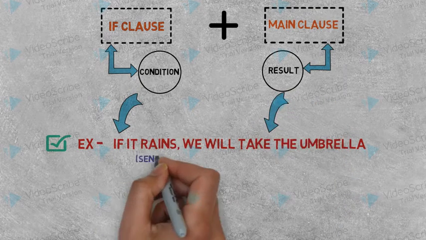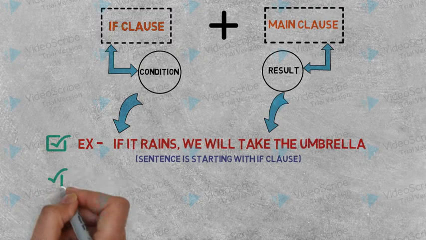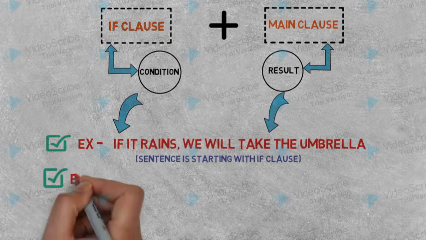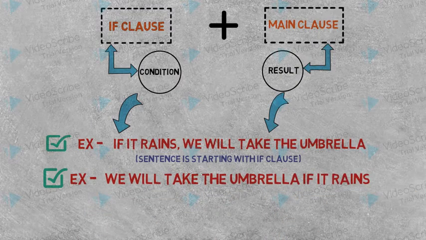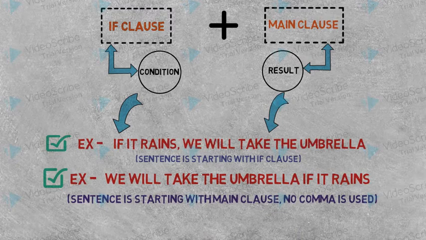Here the sentence is starting with the if clause, so we are using the comma after the condition clause or the if clause. And if we reverse this, we'll take the umbrella if it rains. We are not using any comma here because the sentence is starting with the result clause. So I hope it's clear when we have to use the comma.